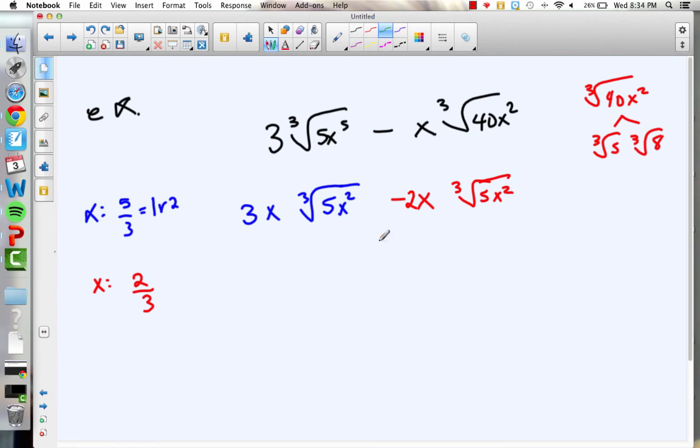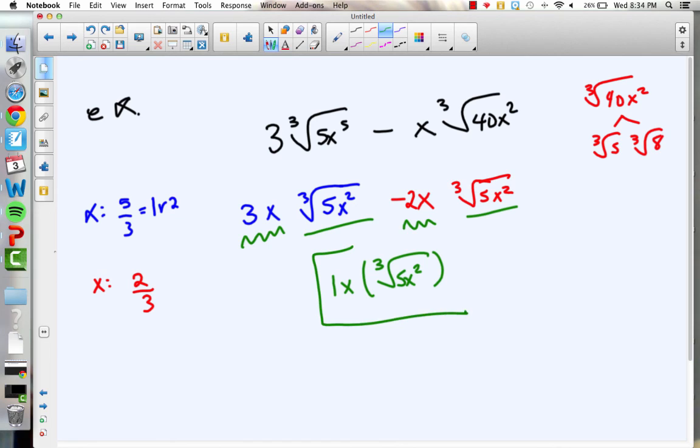And now what you should notice is that we have a cube root of 5x squared and a cube root of 5x squared, which is good. So now that means that we can take the 3x minus the 2x, which gets us 1x, and then we keep our cube root of 5x squared. So there's our final answer.